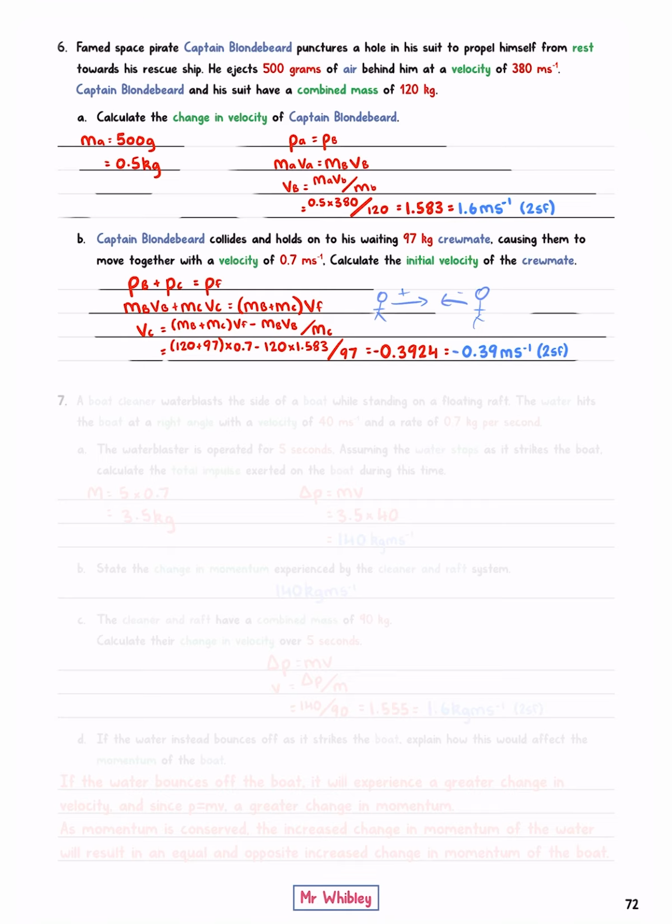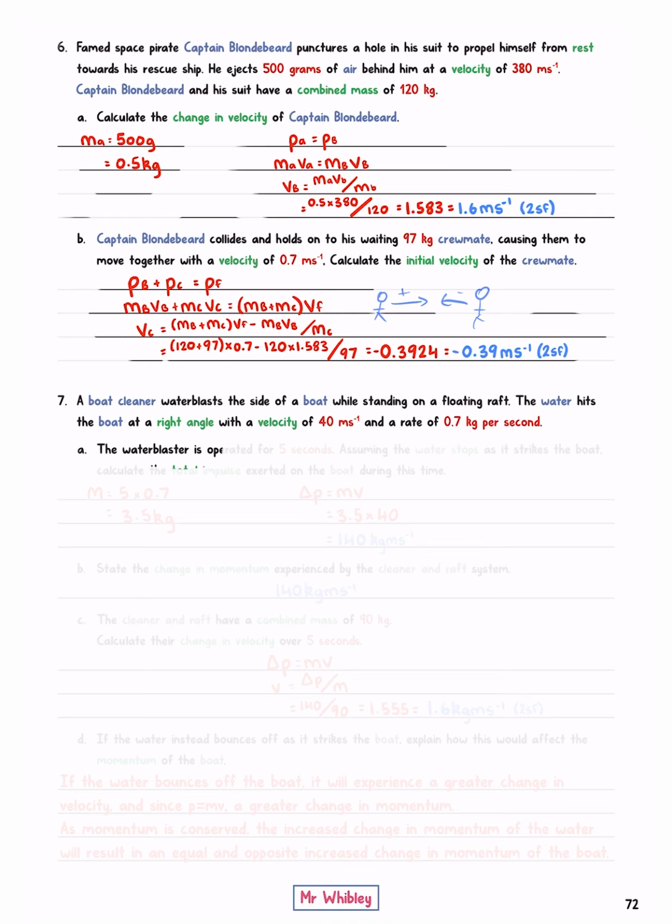Question 7. A boat cleaner water blasts the side of a boat while standing on a floating raft. The water hits the boat at a right angle with a velocity of 40 meters per second and a rate of 0.7 kilograms per second. The water blaster is operated for 5 seconds, assuming the water stops as it strikes the boat. Calculate the total impulse exerted on the boat during this time.